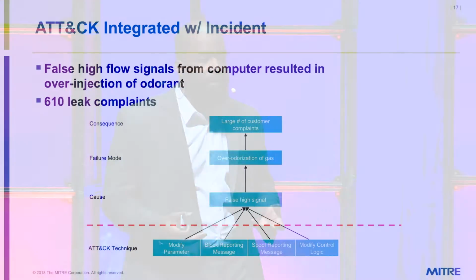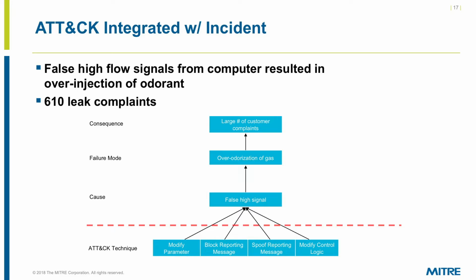So just to get a full picture of what we would do in terms of conducting adversary emulation or starting a tabletop exercise, we break this out into consequences, failure modes, and causes. So the consequence is we have 610 leak complaints that we have to respond to as a utility. The failure mode is that we have over-odorization of gas, and the cause is a false high signal.